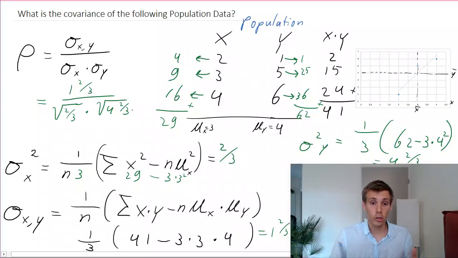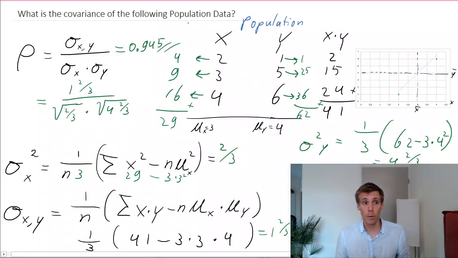Remember, we just calculated the variance, and the variance is the squared standard deviation, so we have to take the square root to get the standard deviations. And the answer will be 0.945, which will be exactly the same as the sample correlation.